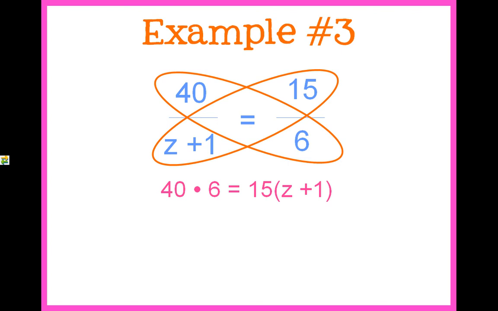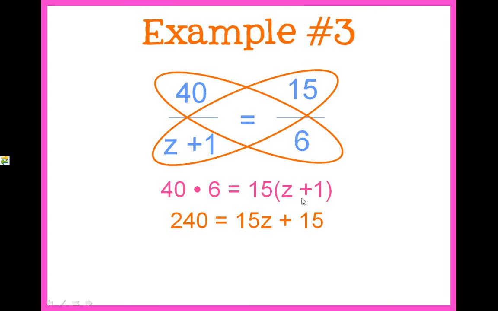So all we did was cross multiply to get two cross products. 40 times 6 is 240. And when you do the distributive property here, we get 15z plus 15. Now we have a two-step equation. First thing we have to do is get rid of that 15, because remember we're trying to find z here. We're trying to find the variable.